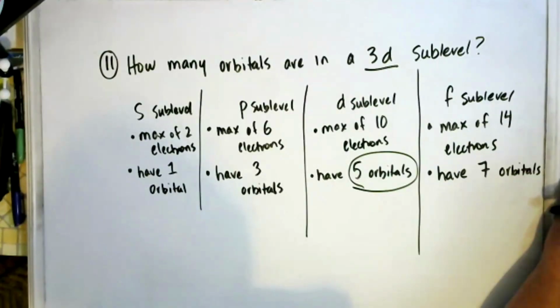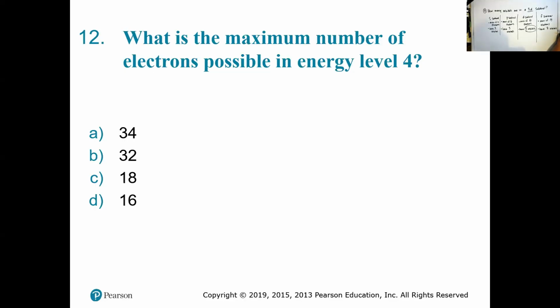All right. The next question says, what is the maximum number of electrons that are possible in the energy level 4? All right. And so now for this one, we have to think about all of the different sublevels that can exist in our 4th energy level.